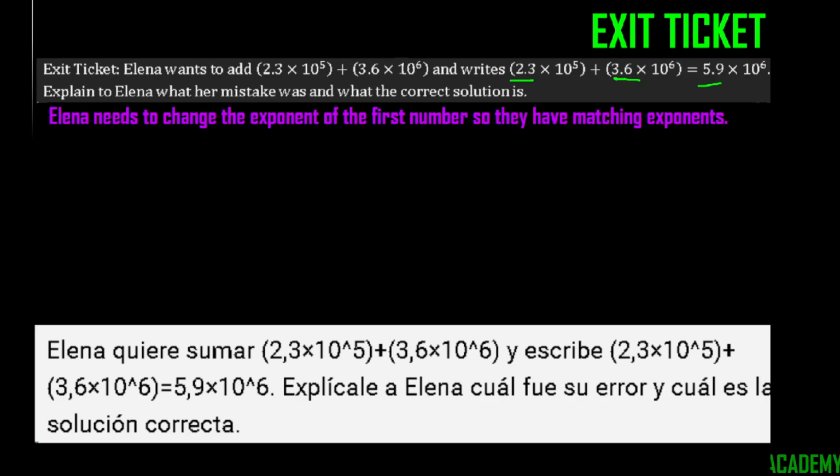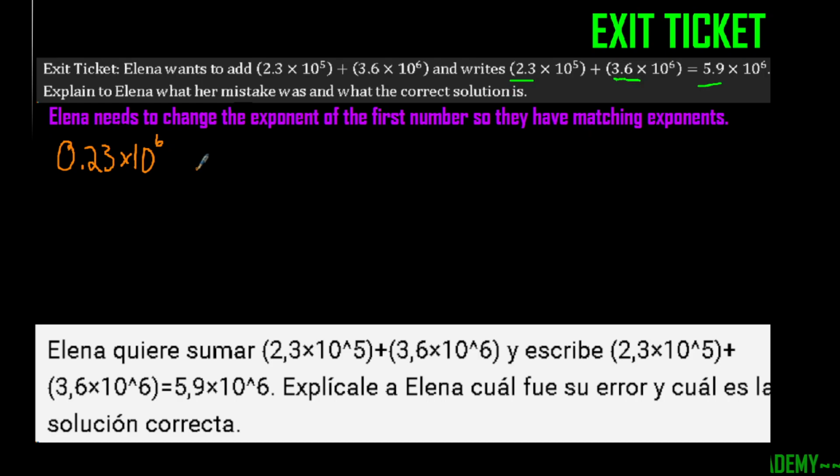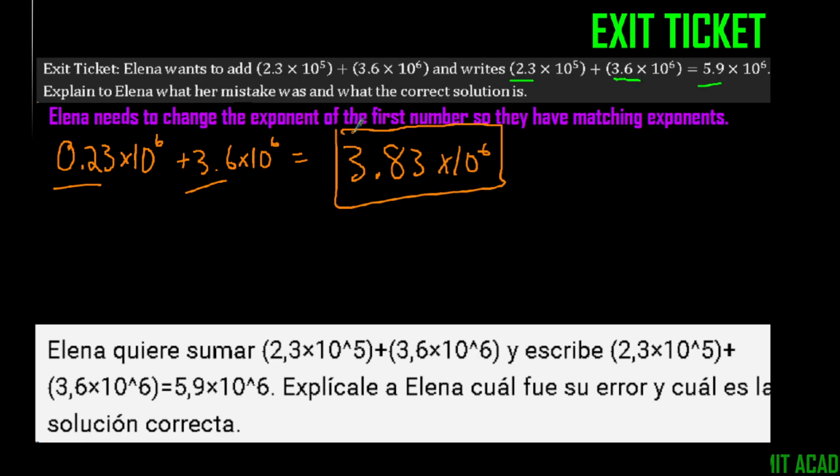So I'm going to rewrite it, let's do orange. Again, that first value I need to change. Instead of 2.3, I need to have an exponent of 6. So I have 0.23 times 10 to the exponent of 6 now. That's going to be plus, still the same second number, so that one's okay, 3.6 times 10 to the 6th power. Now we can add these two together to get our value. So this is going to be equal to 3.83 times 10 to the power 6. So just make sure that those exponents are the same before you add or subtract them.